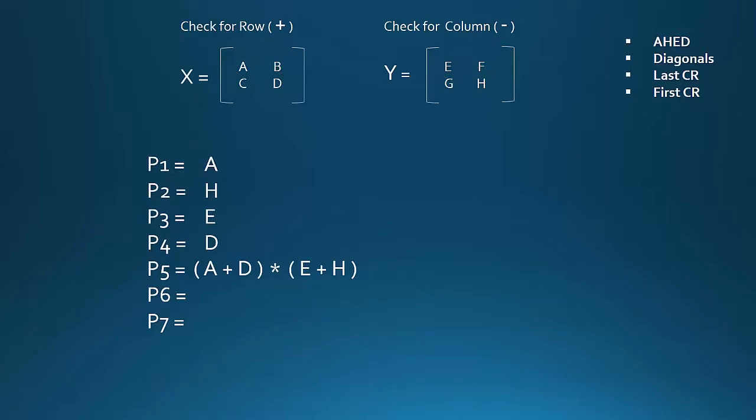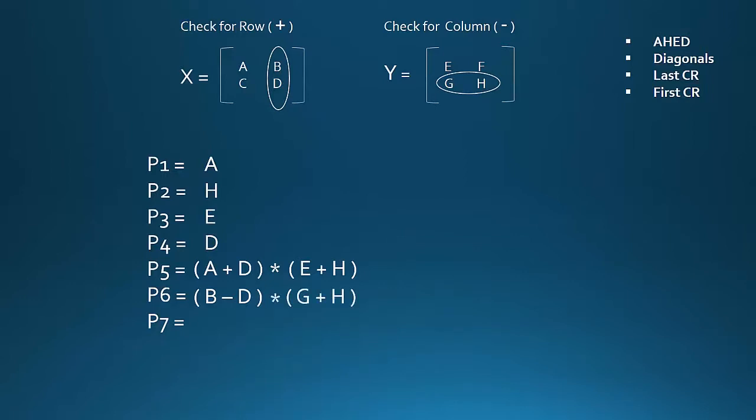C represents column, R represents row. We will look for the last column in X. The last column in X is BD, so we'll write B minus D. We have taken a minus sign because a column is considered here. Then last R. Last R in Y is GH. Since it is a row, we will write G plus H.